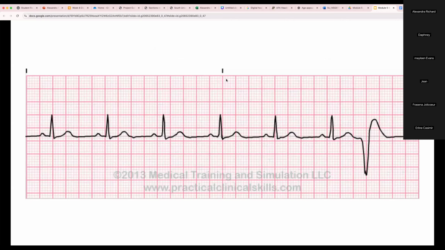All right, what is this rhythm? Is it sinus? Yes or no? What is the name of the rhythm? And what is the abnormality you see? So this is 3 questions. Is it sinus? What is the name of the rhythm? And what is the abnormality that you see? Very good. This is sinus rhythm with a PVC.